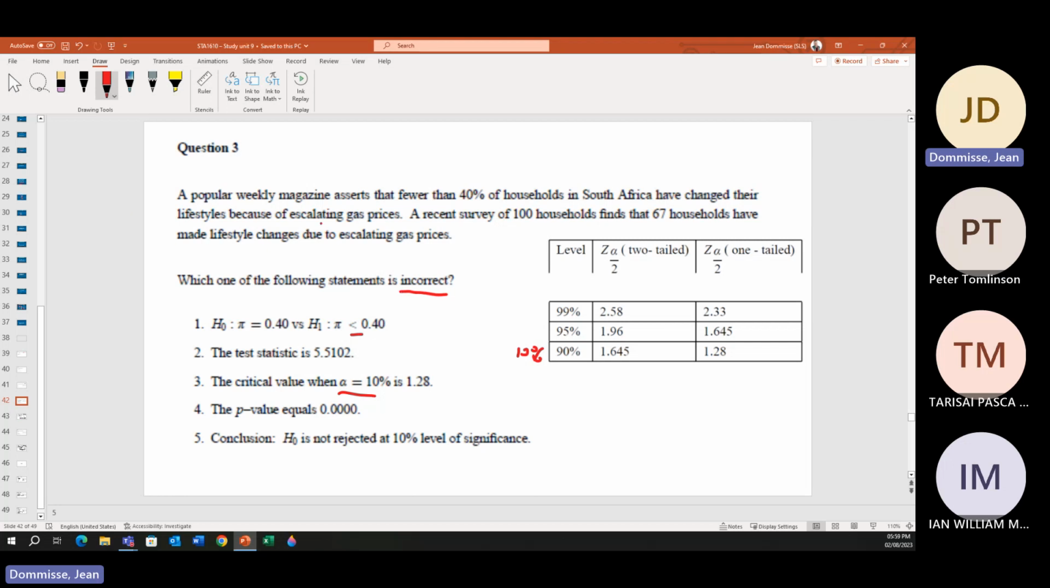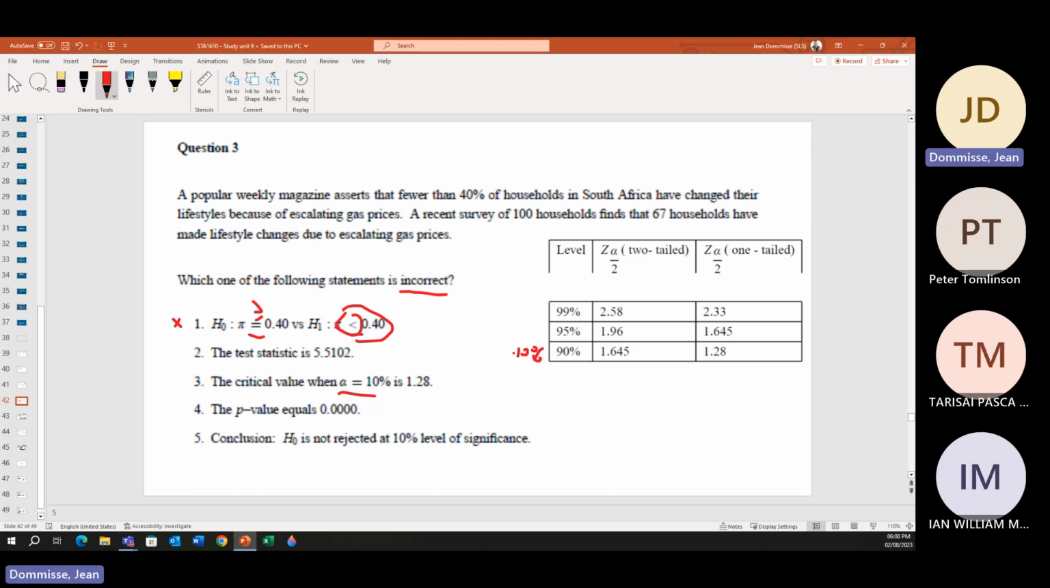Okay, a popular weekly magazine asserts that fewer than 40%. Okay, so that's the alternative. So if that's the alternative, that is definitely not the null. So that should be bigger or equal to. So this one is already the wrong one. But with that, you can see we're working with a one tail.